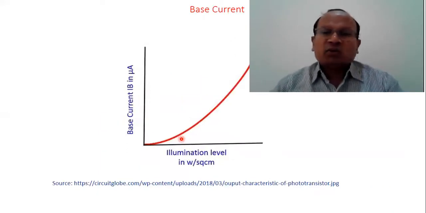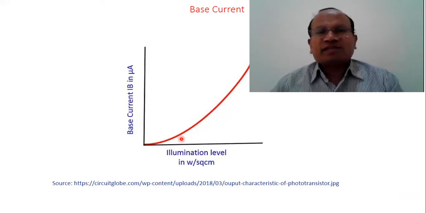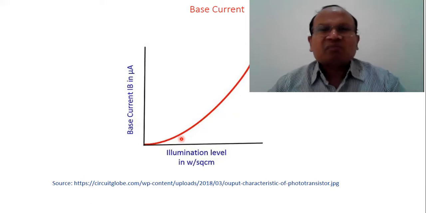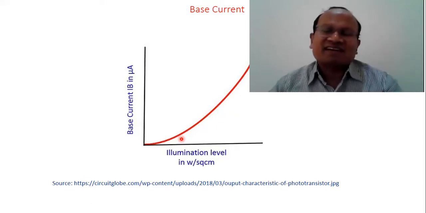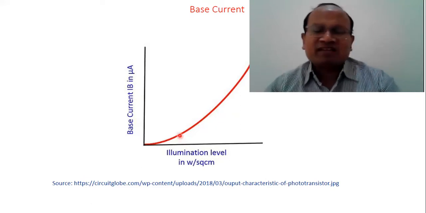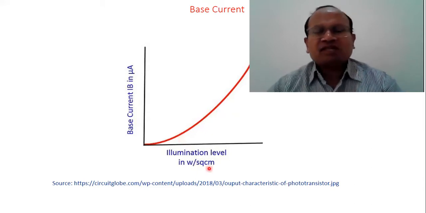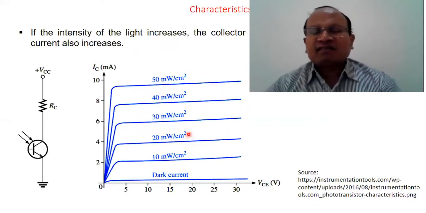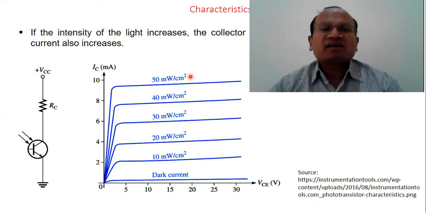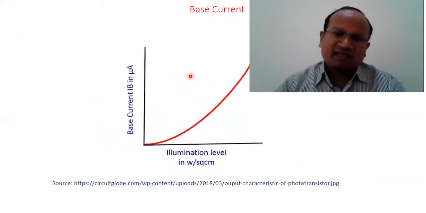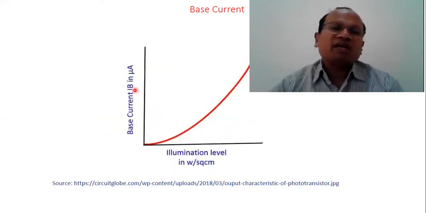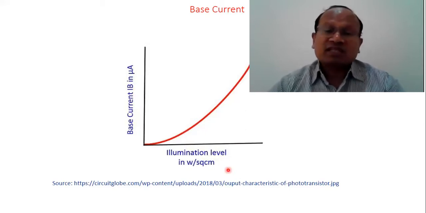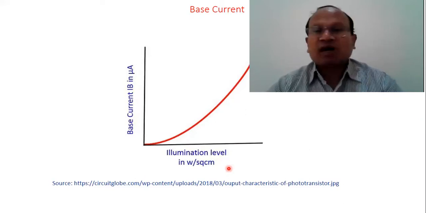If you remember, we also discussed the input characteristic in an ordinary transistor. Here we do not have an input characteristic as such, but this is a base current characteristic versus luminance, again in watt per square centimeter. The first relationship was collector current versus VC at a fixed value of light intensity. But this is the plot between IB and the illumination level, that is luminescence, light intensity, or optical power.